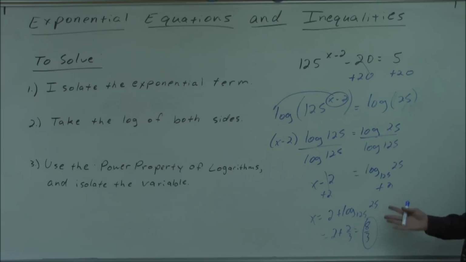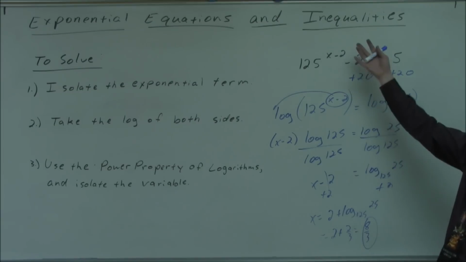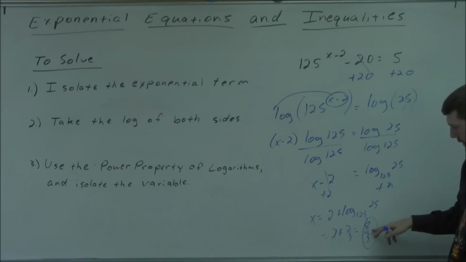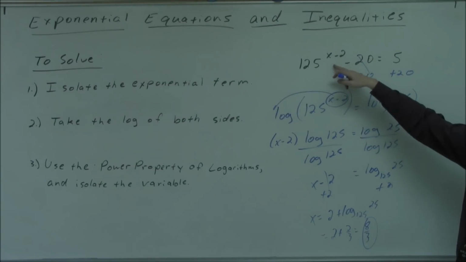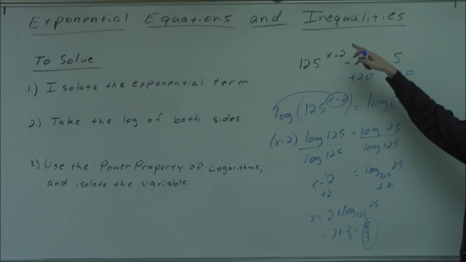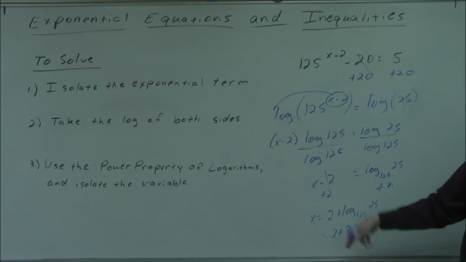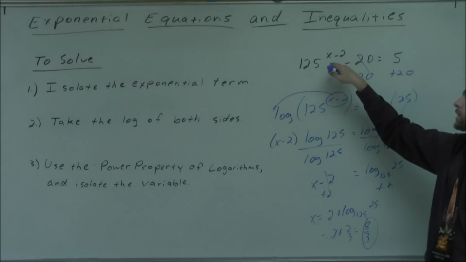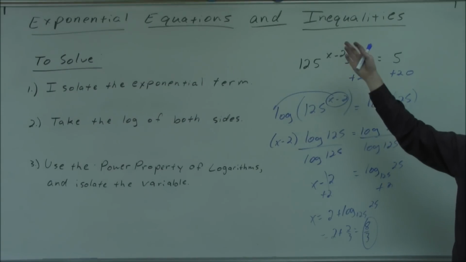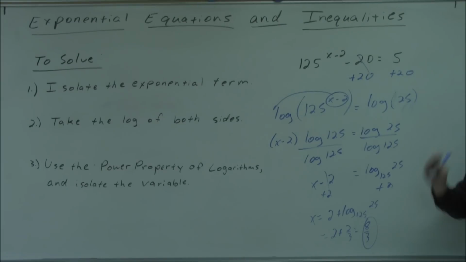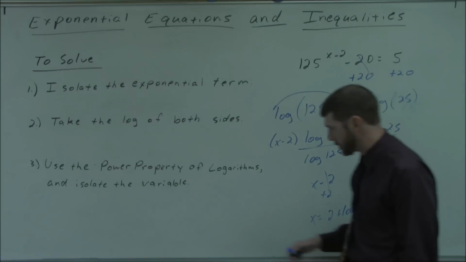So that's really it for solving exponential equations. Inequalities would be the same way. Always you can go back and check, right? 8/3 minus 2 is going to be 2/3, which we had right there. So 125 to the 2/3 power should be 25. 25 minus 20 is equal to 5. So we always go back and double check like you do any equation.